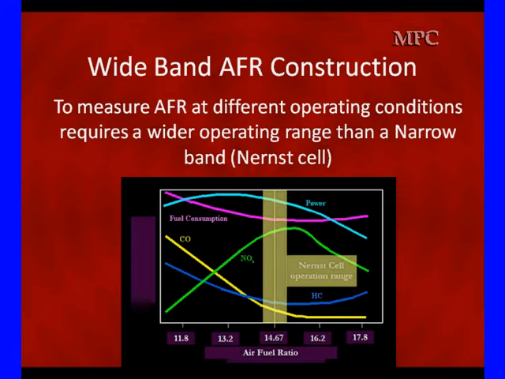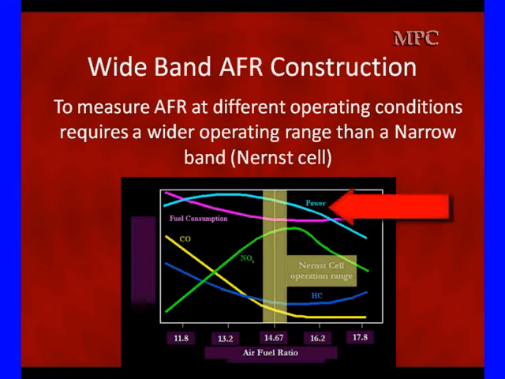We need wideband to measure AFR, air-fuel ratio, at different operating conditions. What we have here in the greenish gold that's striped down the middle is the narrow range of 14.4 to 14.9 we can read with a narrow range cell.